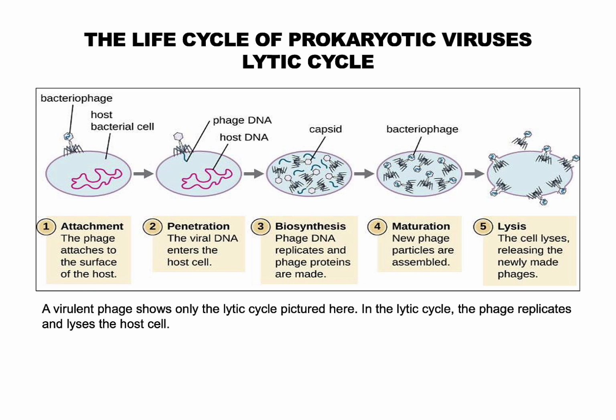Lytic cycle. During the lytic cycle of virulent phages, the bacteriophage seizes control of the bacterial cell, produces new phages, and ultimately destroys the host cell. T-even phage exemplifies a well-studied group of virulent phages. The lytic cycle consists of 5 stages as shown in this slide figure.